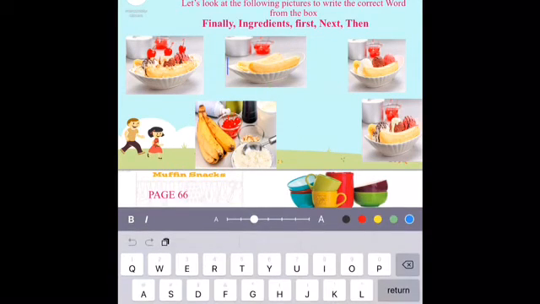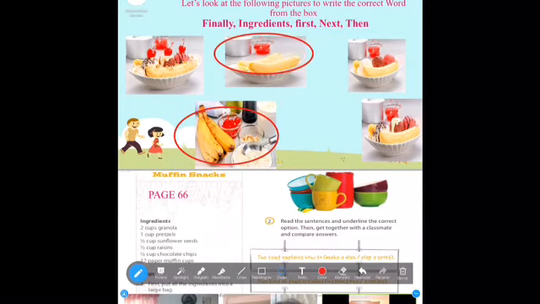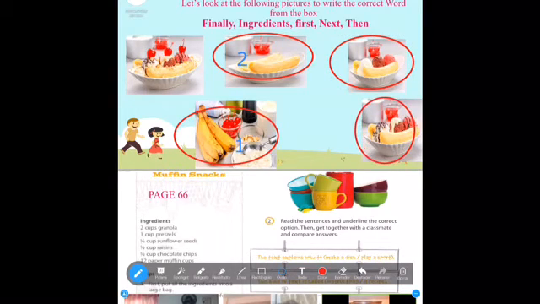Don't write, okay, thank you. This is the number one, okay? This is the number one, guys, which is ingredients, okay? This is the number two, first. This is the number three, then this is the number four, next, okay? And this is the number five, finally. Okay, guys? So this is the following sequence that you have to follow to make a recipe. Yes, guys, to prepare a recipe.